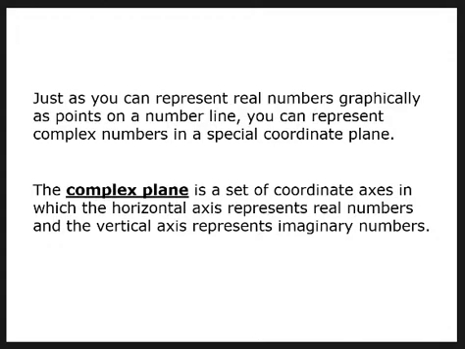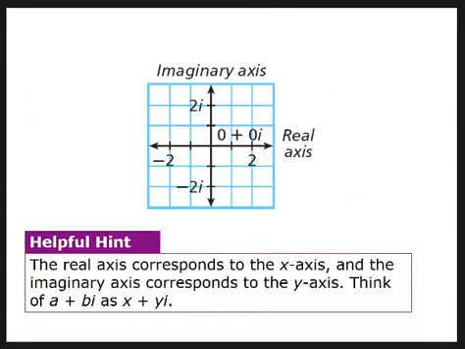Alright, now, just like you can represent numbers graphically on a number line, you can also take complex numbers and you can represent them, but you need a coordinate plane to do so. Okay, and in this case, it's kind of a special coordinate plane because we're not necessarily talking about an x and y axis. We're talking more about a real number axis and an imaginary axis. In this case, the horizontal axis is going to represent the real numbers, and the vertical axis is going to represent the imaginary numbers. Now this might sound a little bit complicated. It's really not that difficult.